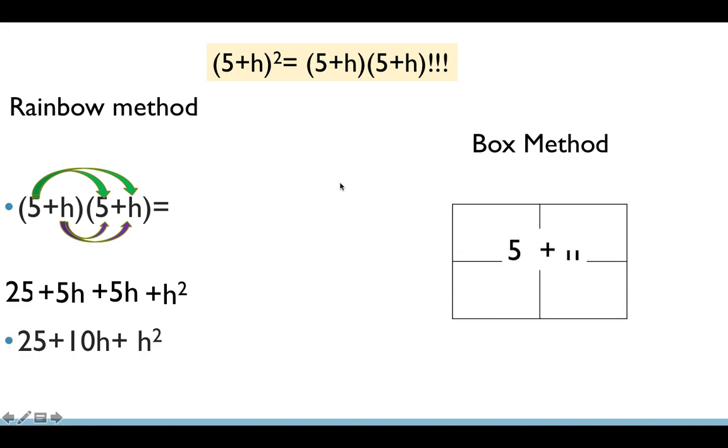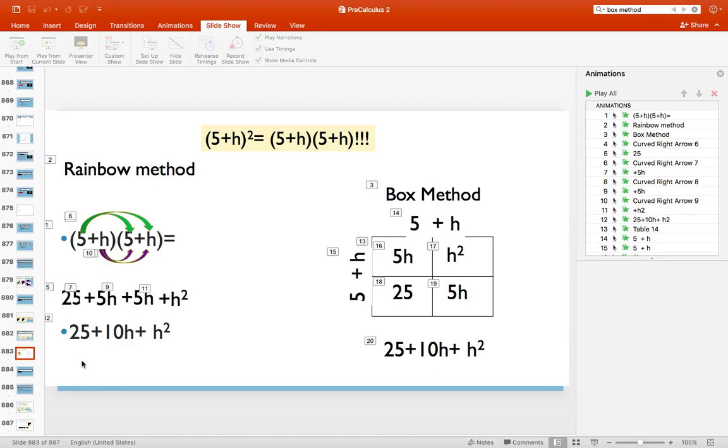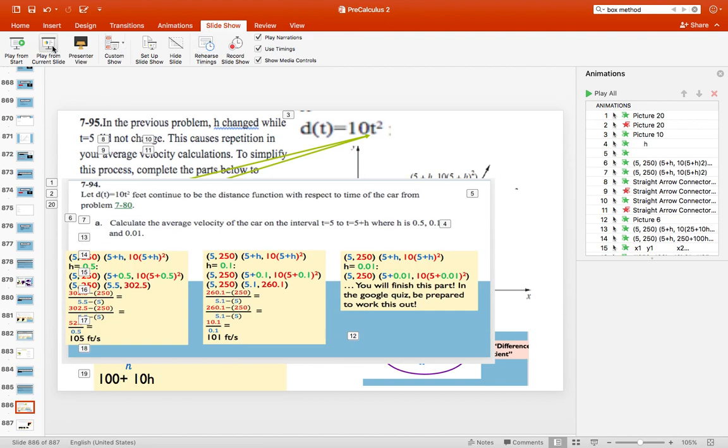Or you could use box method as well. 5 plus h here, 5 plus h. So h times 5, 5h. I think I do 5 times 5 next here. Oh, never mind. h times h, h squared. Then I do 5 times 5, 25. And then h times 5 lastly is 5h. What's cool about the box method is usually these diagonals are the like terms and they add up. And I get this, which is the same answer. So that's where that came from, in case you were curious or needed a little refresher on that. Now let me go back to this one.